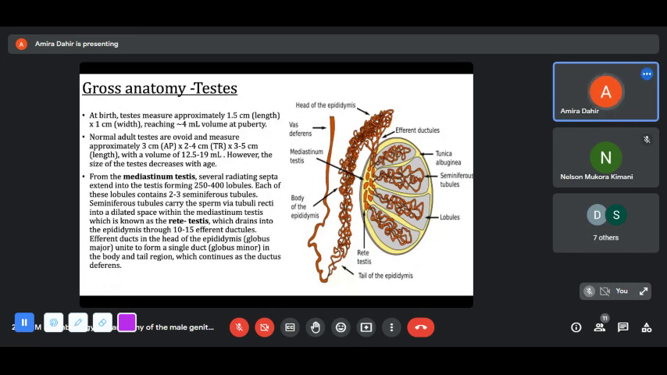These efferent ducts are found in the head of the epididymis, known as the globus major, which unite to form a single duct, that is the globus minor, in the body and tail region, which continues as the ductus deferens.